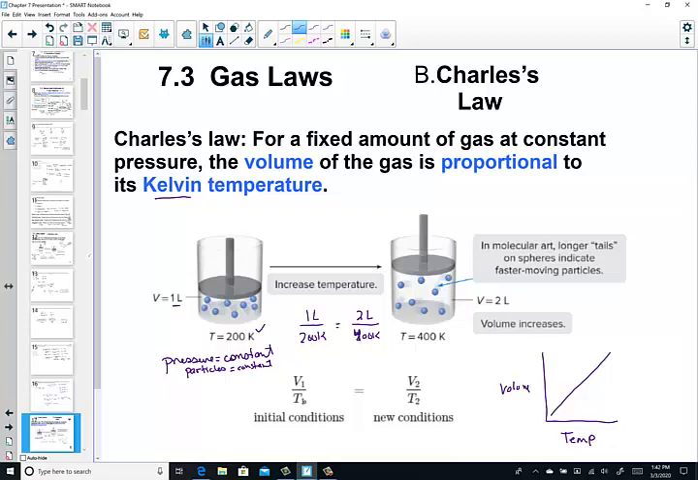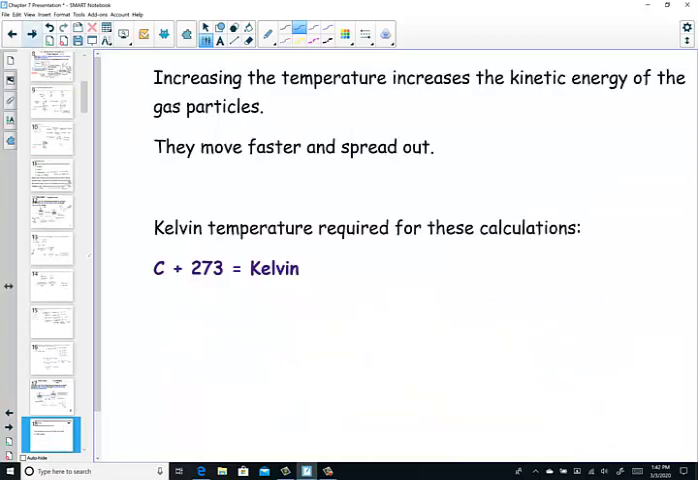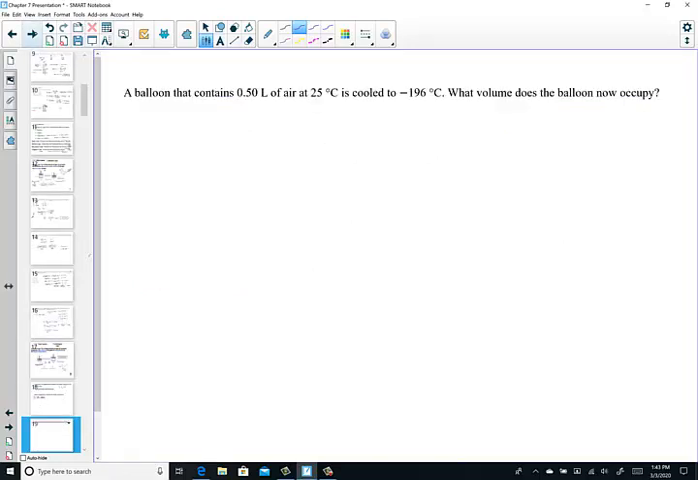So here you see mathematically V1 over T1 is equal to V2 over T2. A direct relationship shows the ratio the same. So Charles' law shows a direct relationship, meaning as I increase the number of Kelvin units, the kinetic energy of the particles increases, the molecules start to move faster and faster, and they spread out. If the temperature goes up, the volume will follow, and vice versa. Remember our formula for converting Kelvin units? Celsius plus 273.